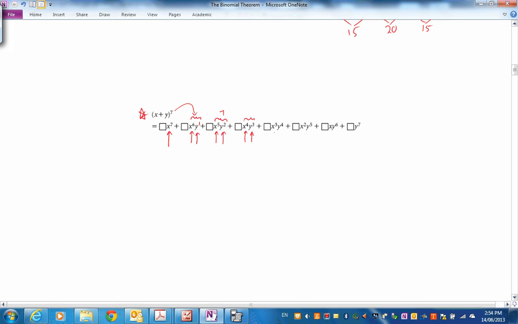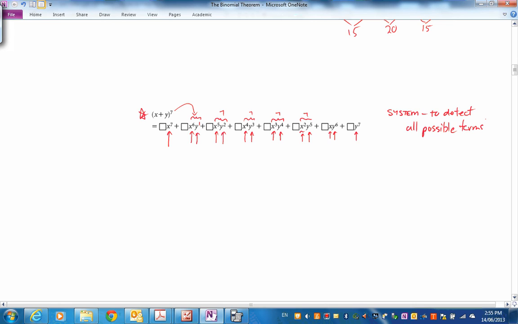So x is dropping down by 1 and y is coming up by 1, and the sum of the powers is always 7. So what's the next term? x squared's dropped down by 1, y's grown by 1 to y to the 5th. Sum is 7. And you keep the pattern going until there is no x term and they're all y's. So that actually is a system. That system will generate all possible terms in the binomial expansion.